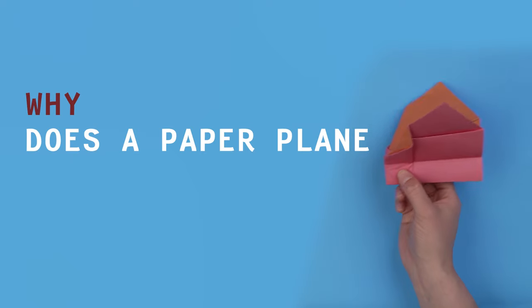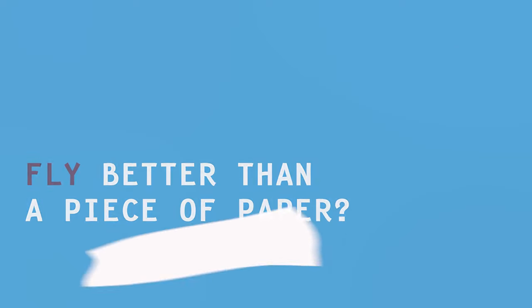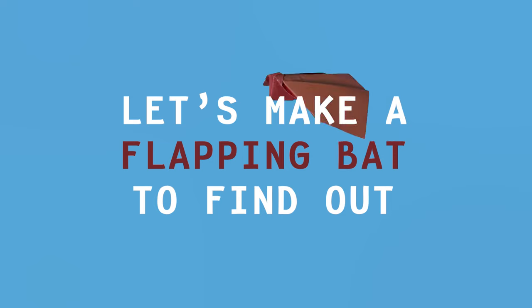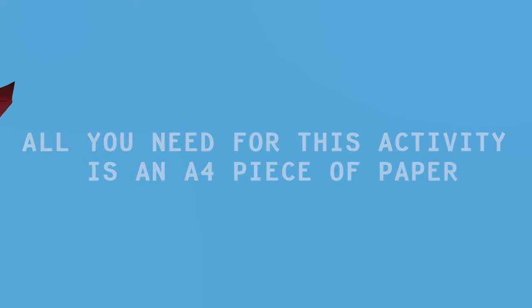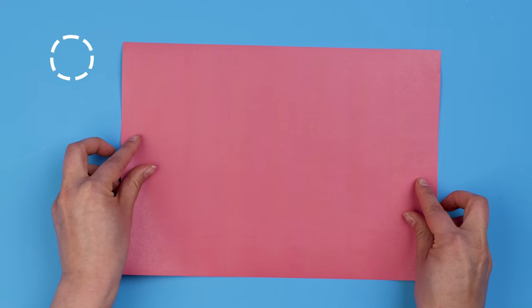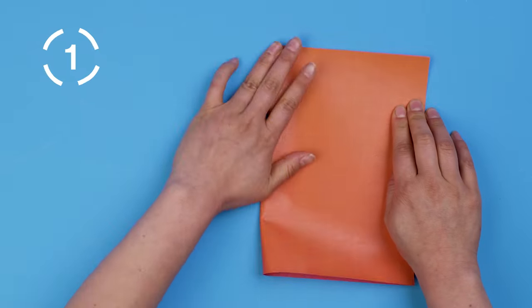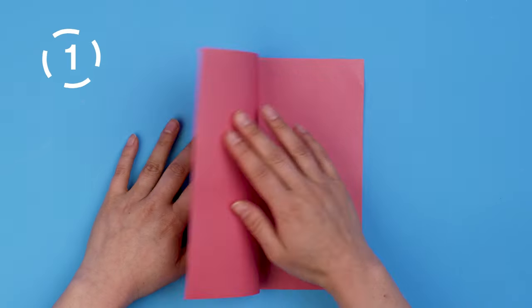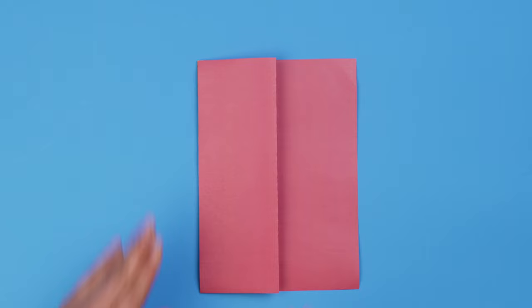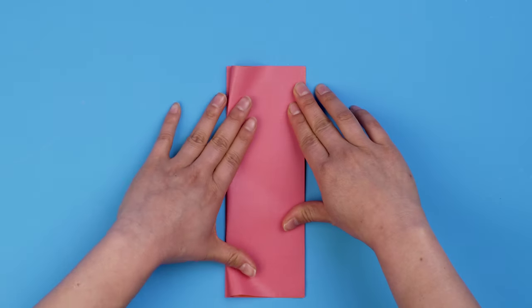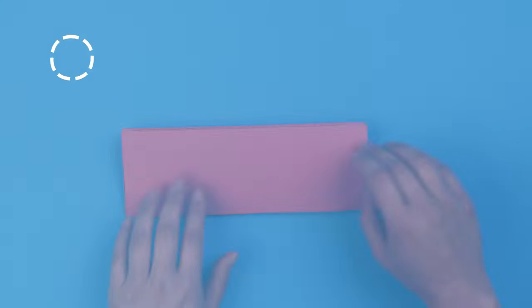Why does a paper plane fly better than a piece of paper? Let's make a flapping bat to find out. All you need for this activity is an A4 piece of paper. Step 1. Step 2.